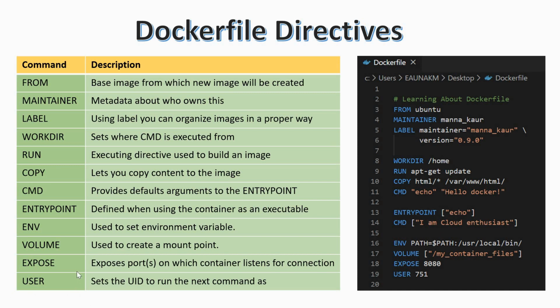Then we have an expose directive that is used to connect the specified ports to enable networking between the container and host. So your container listens for connections at the specified exposed ports. Like we have exposed here port number 8080.